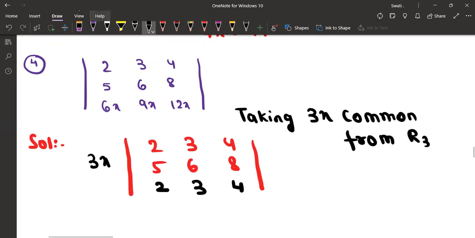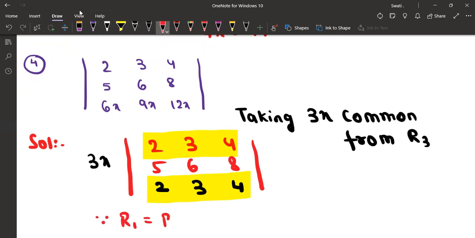Now you can notice one thing, that we are having 2 entries same. There is a property of a determinant that if we have any 2 rows or any 2 columns same, then the value of that determinant is going to be 0. So you can directly write here that since R1, that means row 1, is same as row 3, the value of this determinant is going to be 0. So it is 3x, the outside value, times the value of this entire determinant, which is 0 because of this reason.